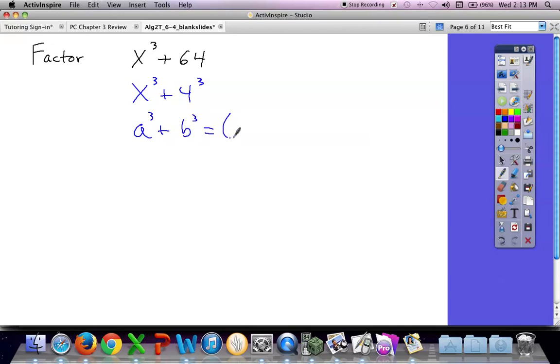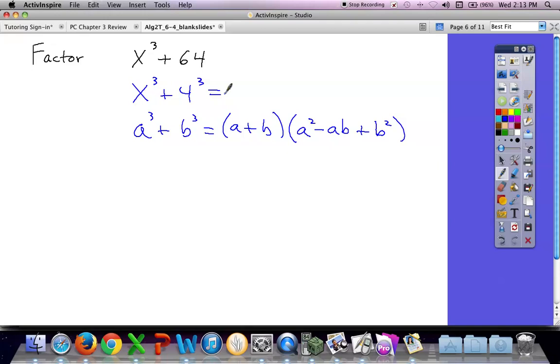And that should be the first set of parentheses is a plus b, right? It's going to match, since that's a sum, that's a sum. And the second set of parentheses is a squared minus ab plus b squared.